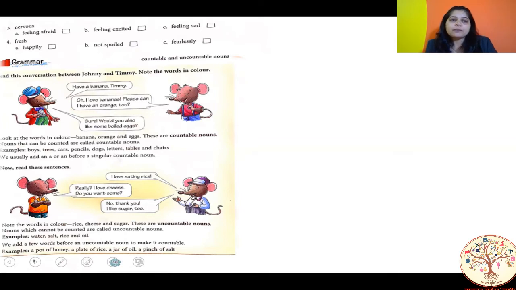Turn the page. Question number third. Nervous. What do you mean by nervous? Feeling afraid. Feeling afraid of. Fresh means happily. A fresh start bolte hai na, happy start. That is. Now, अभी तक तो हमने ये कर लिया.